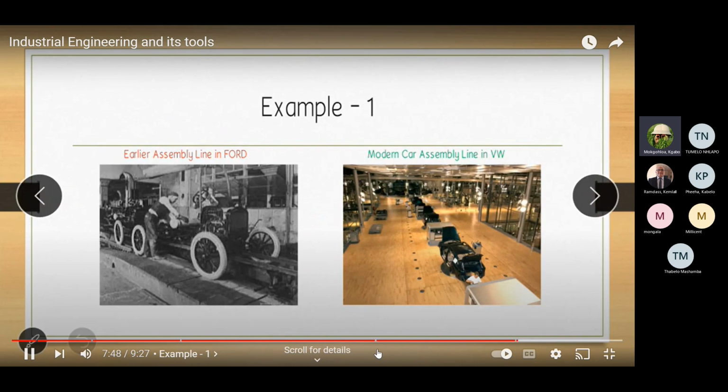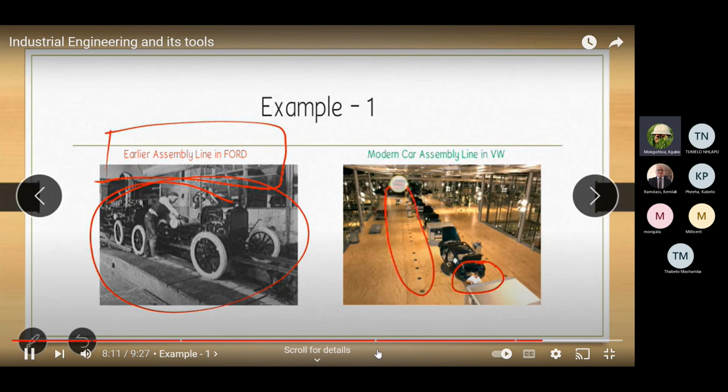So here are some examples of industrial engineering, or we can say improvement. Like earlier, the assembly line of Ford, this is the manual assembly line. You can easily see there are a lot of men in the line, and they are manually assembling the car. And then the modern car assembly line in Volkswagen, here you can see only one person is here, all other areas are free. This is an automatic assembly line. This is just because of industrial engineering, because they have made improvements and done automation in the assembly line. That's why we can do it like this.